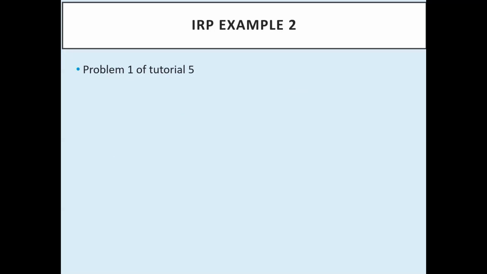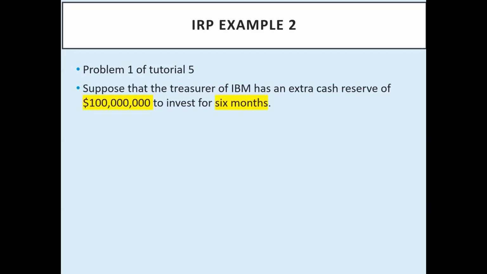All right, so we have gone through an example together before. In this example, let's look at a similar problem and see if we can solve it by ourselves. We have a treasurer of IBM and some cash reserves, so we have some money to invest and we're thinking about where to invest for 6 months. The principal amount is 100 million USD and I want to invest for 6 months.